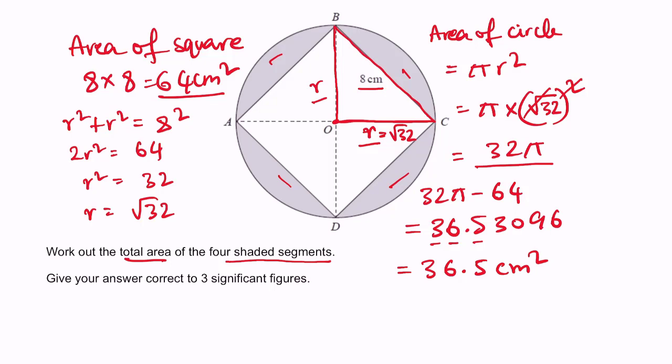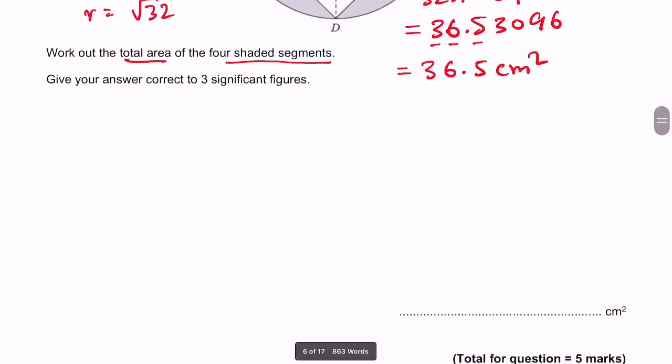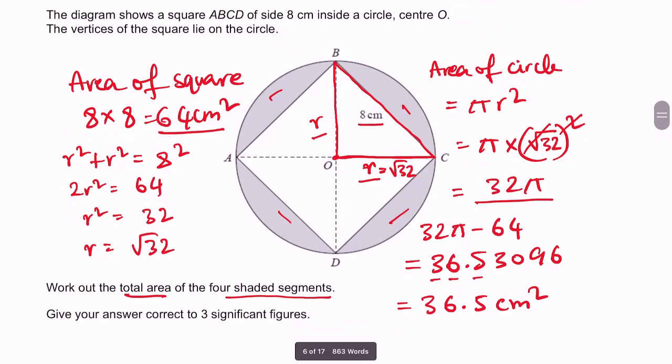Okay, and that's your answer, and that's worth 5 big marks. Don't forget to write your answer on the dotted line, and that's the answer, 36.5 centimeters squared. Big question, just be careful. Make sure you do it step by step.